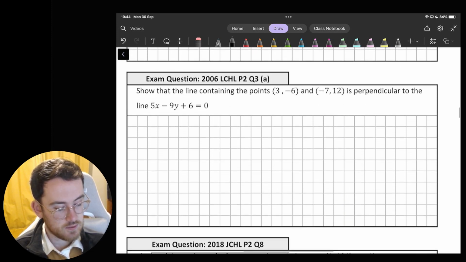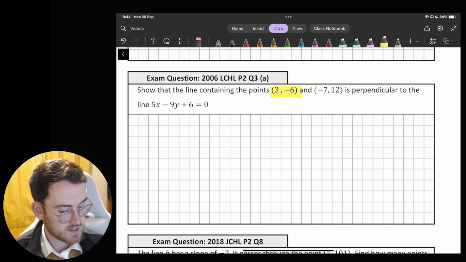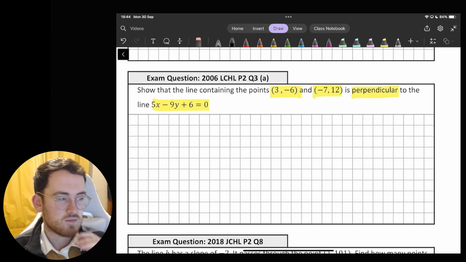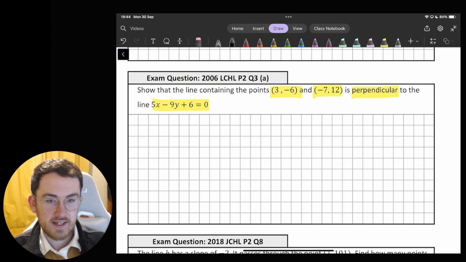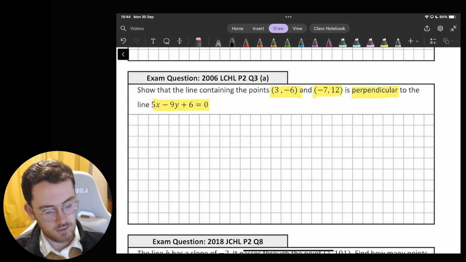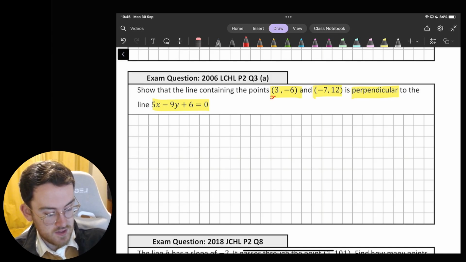Looking then at one of the exam questions here, it says show that the line containing the points 3, minus 6 and 7, minus 2 is perpendicular to the line 5x minus 9y plus 6 equals 0. Okay, so we're getting into kind of two different parts here really. So we can see an equation of a line here, which as I said we might look at more in one of the later sections, but feel free to come back to this question when we've looked at that a little bit more. But we can start off anyway by finding the slope of the 2 points that we do have here.